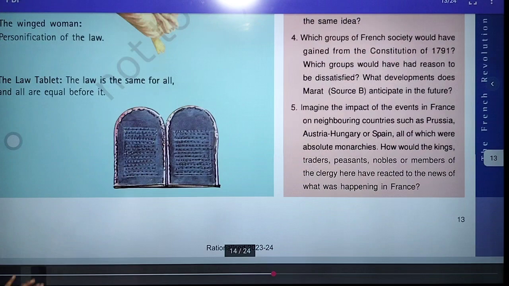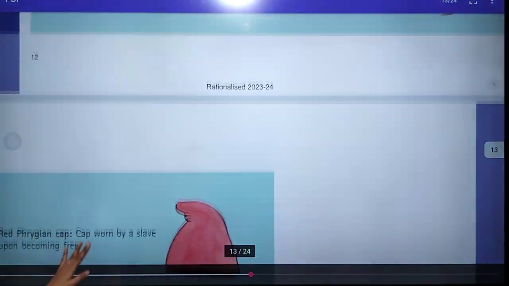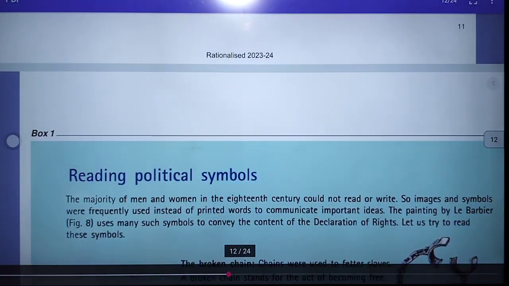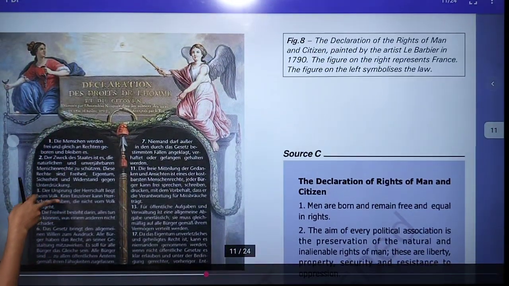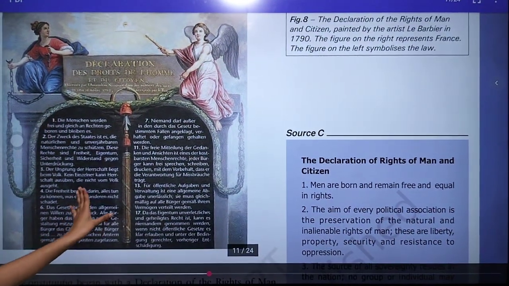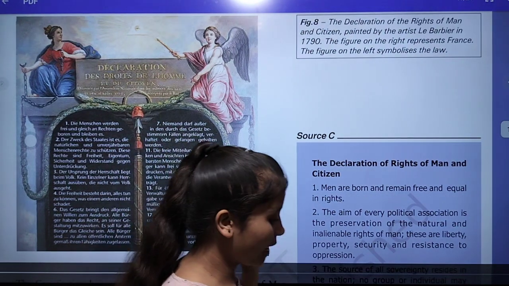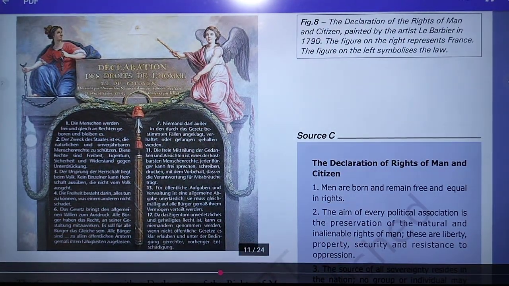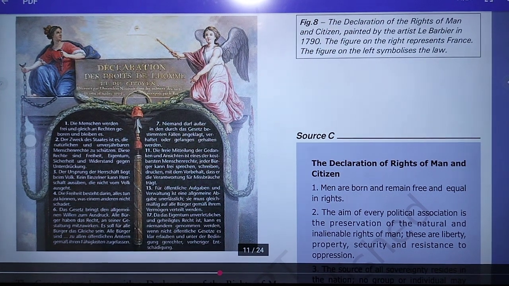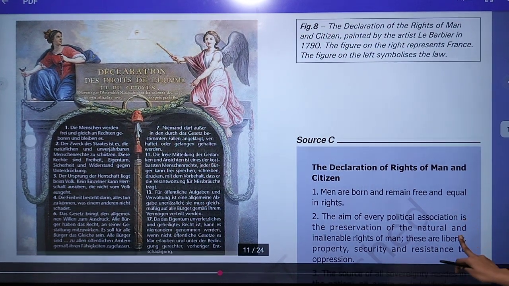Now these are the symbols given in the French political symbol. Yes, these are the political symbols given in this figure, which are the tablet and the winged woman who is flying, and also the things that are written.